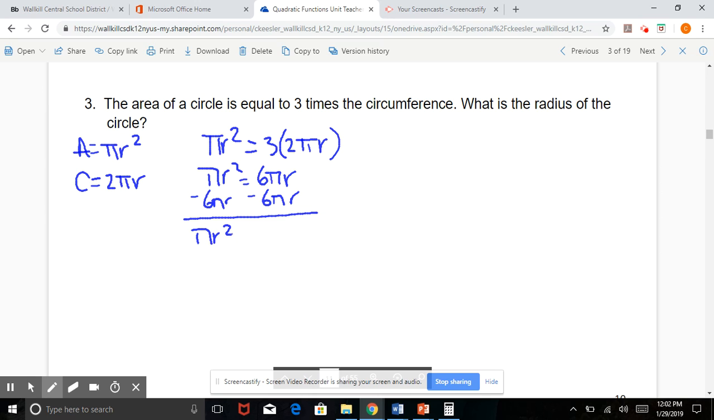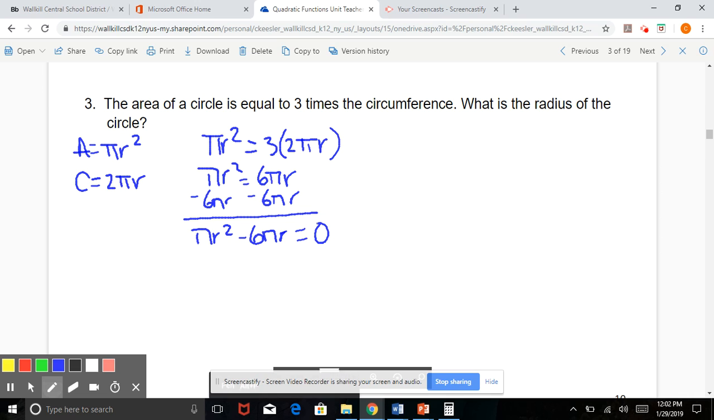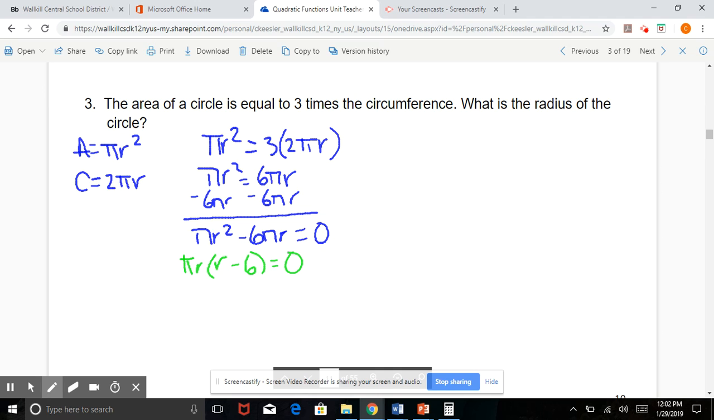Pi r squared minus 6 pi r equals 0. So now we can factor this. We have a binomial that has common factors. In each of those terms, we have a pi and we have a radius, so we can factor that out. So pi r times r minus 6 equals 0.